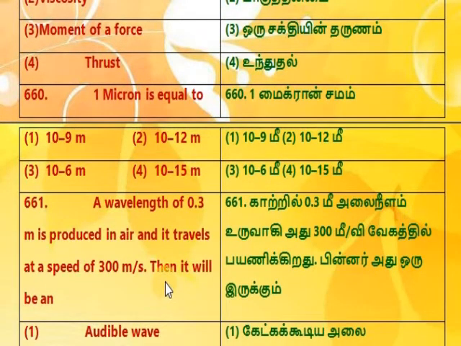660. 1 micron is equal to: 1. 10 to the power minus 9 m, 2. 10 to the power minus 12 m, 3. 10 to the power minus 6 m, 4. 10 to the power minus 15 m.